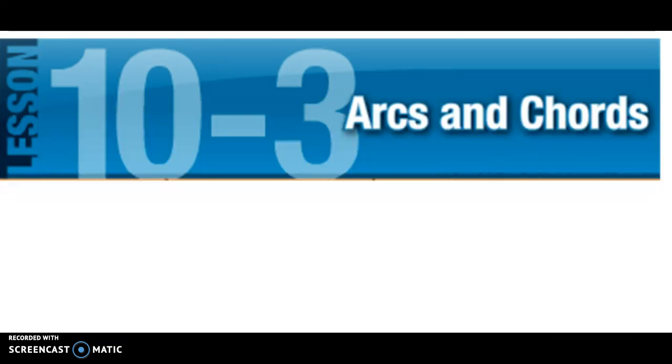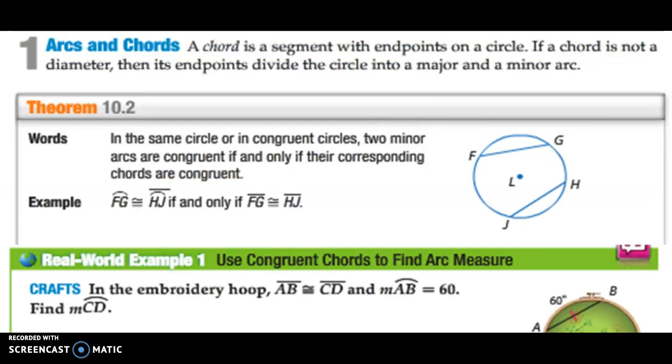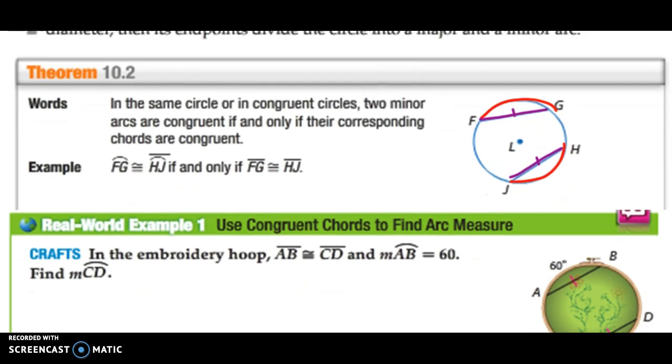Today we're going to be talking about arcs and chords. Now we kind of talked about arcs and chords earlier, but essentially it says this. If you have some arc FG that's congruent to HJ, then it has to be true that the length of FG is the same length as HJ, and vice versa. Okay? It goes both ways. So if those lengths, HJ and GF, are the same, then their chords are going to be the same as well.